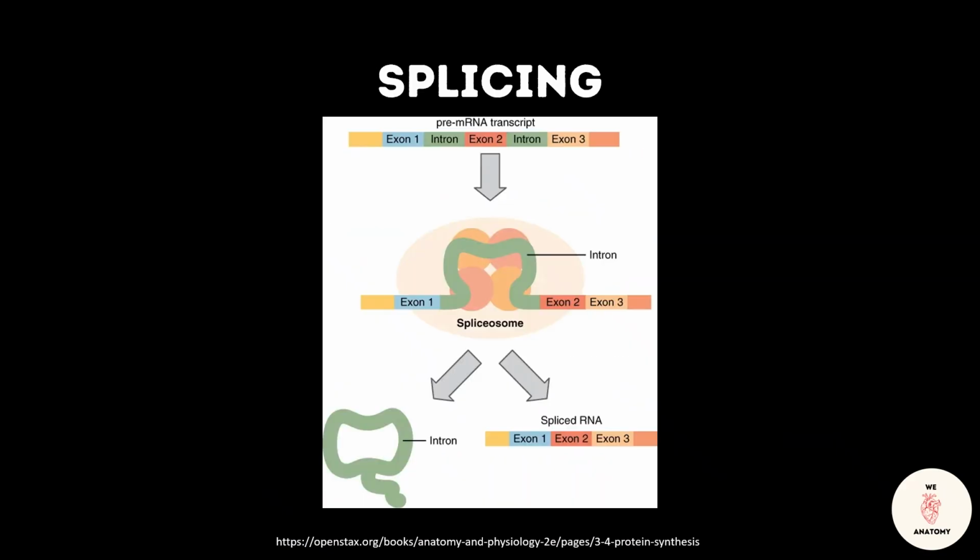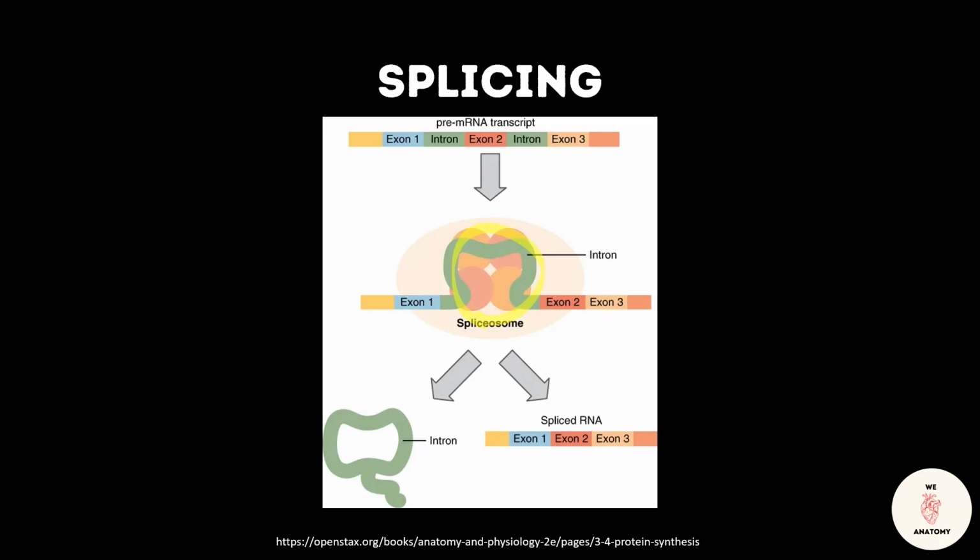Splicing is the process by which the unnecessary parts of the new pre-mRNA strand are removed to create an mRNA strand that only contains the instructions to code for the protein. A spliceosome attaches to the pre-mRNA strand and cuts out the non-coding segments, or the introns, which you can see here. What's left are the exons, which are the coding segments.